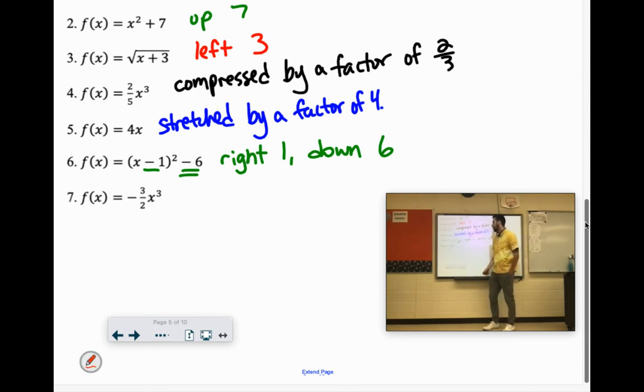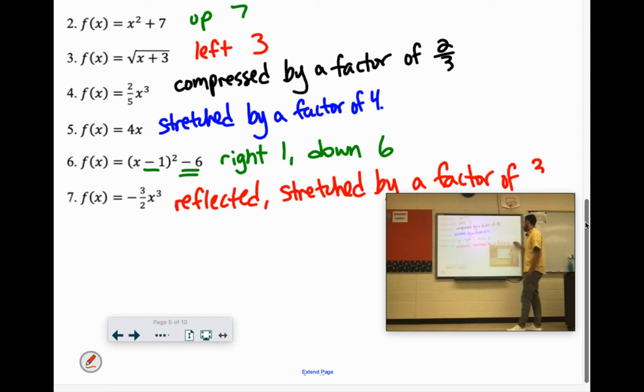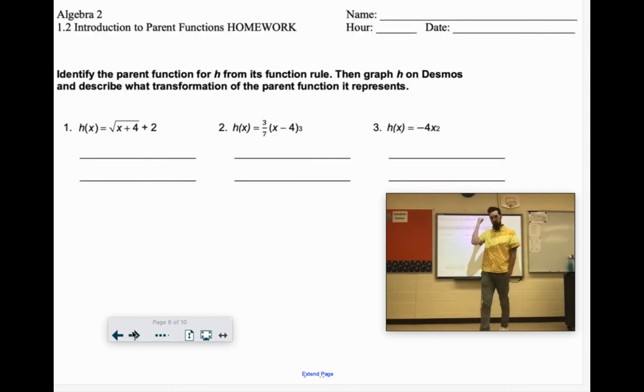We got a couple things here. We got the negative in front, which means it's reflected. And 3/2 is 1.5, so it's greater than 1. So it would say stretched by a factor of 3/2. That's it. Yes, we did it.